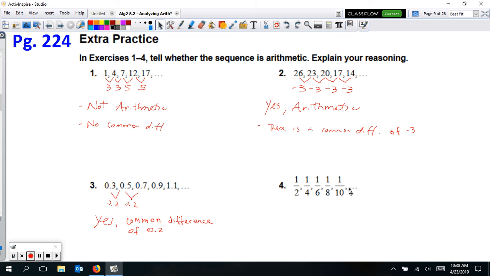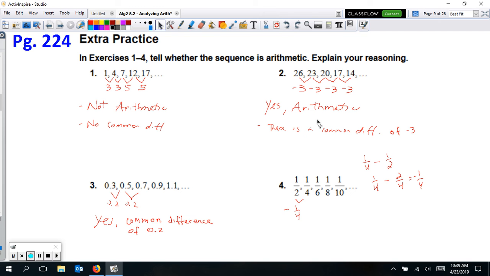Now number 4 might be a little more challenging because it has these fractions. We're going 1/2, 1/4, 1/6. We are going down. These are getting smaller. So we want to say, okay, what's the difference between these first two? So you'd want to subtract 1/4 minus 1/2 to see what that difference would be for those first two. So 1/4 minus 1/2, you need a common denominator, so that's going to be 1/4 minus 2/4. That would be a negative 1/4. So the difference between the first two is negative 1/4.